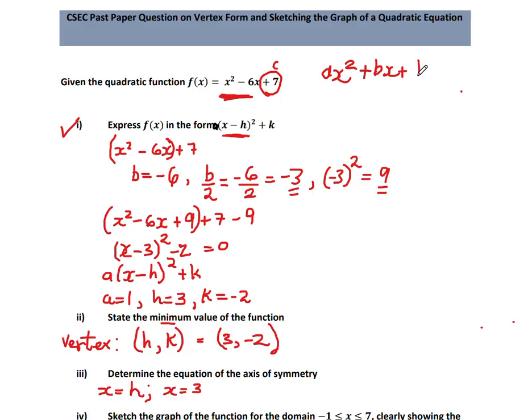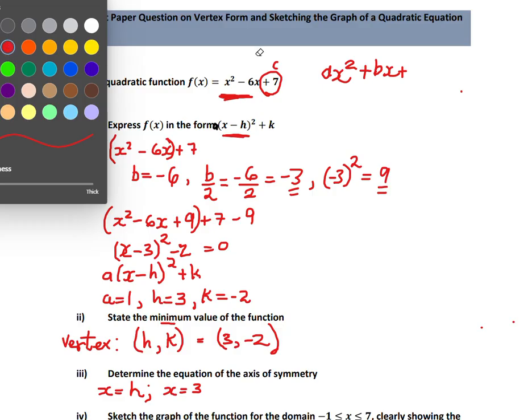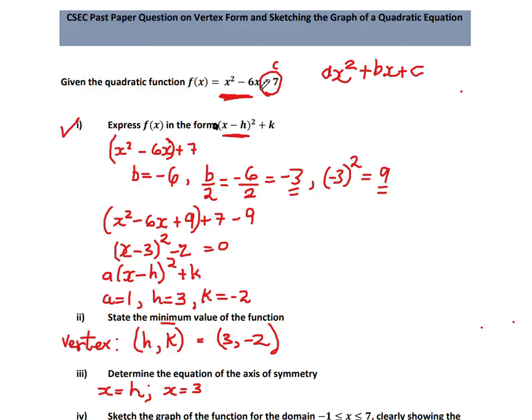And this is a quadratic equation, c or k, either is fine. So ax squared plus bx plus c or k, k representing the constant. And we realize that in this case, the constant c is indeed 7. Linking this quadratic equation to this general form, we realize that the constant term is 7.